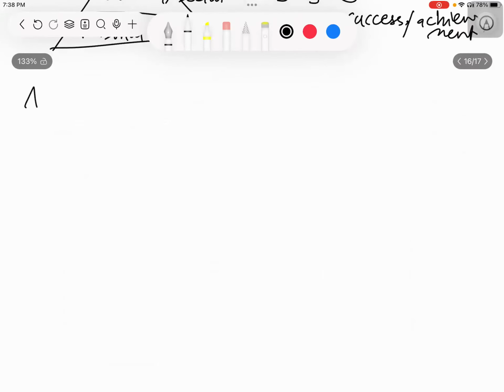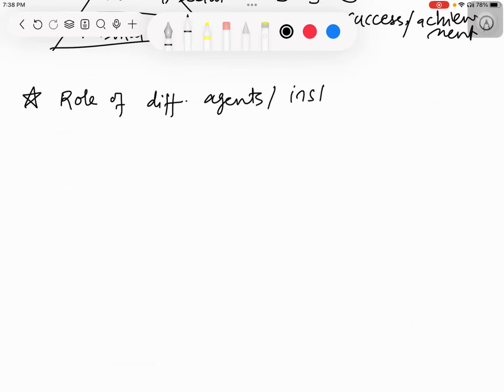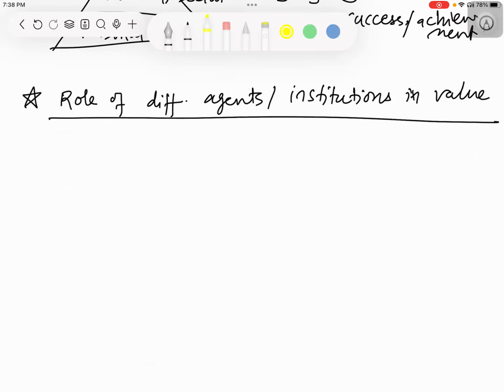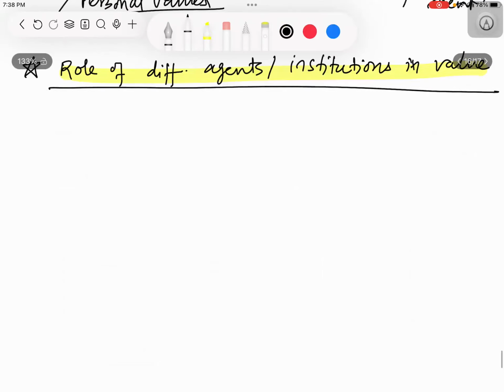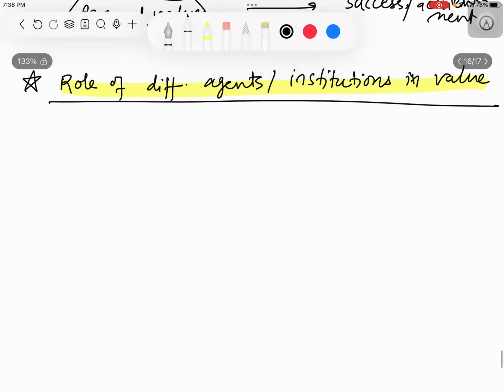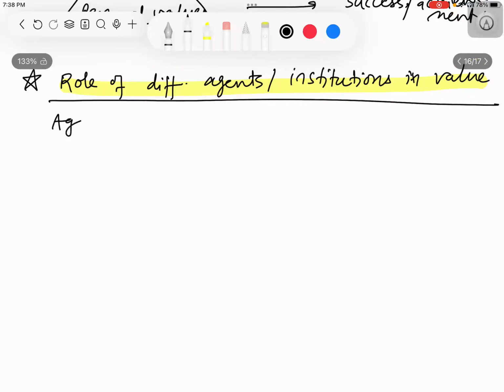Now let us see that these were all about values or introduction. Now we are going towards the role of different agents or institutions in value. Now we will see who teaches us values, right? And if you remember, in the previous class, in my second class, we discussed agents of socialization. Agents of socialization is the exact thing that we are going to discuss. Who are the agents of socialization?